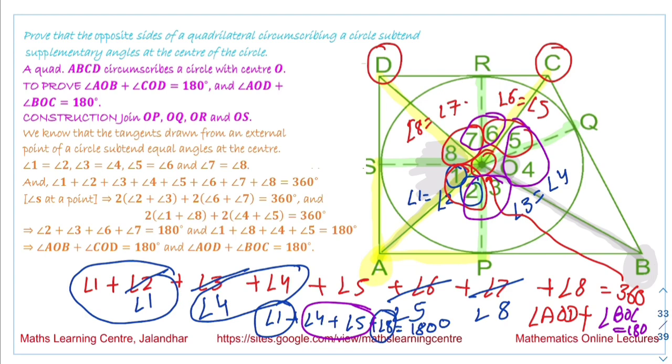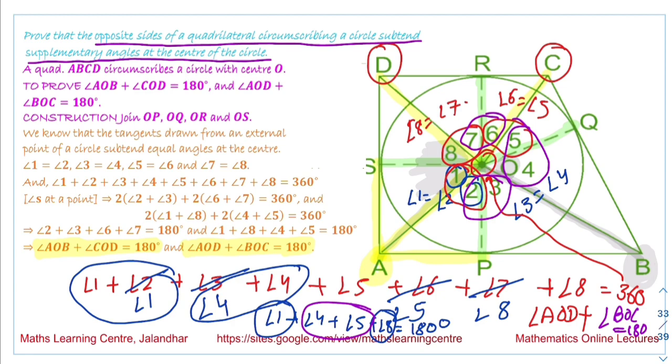So this is what we have to prove, that the opposite sides of a quadrilateral circumscribing a circle subtend supplementary angles at the center of the circle. This is the result that we have to prove, that the sum of angle AOB plus COD is 180 degrees, and the sum of angle AOD plus BOC is 180 degrees.